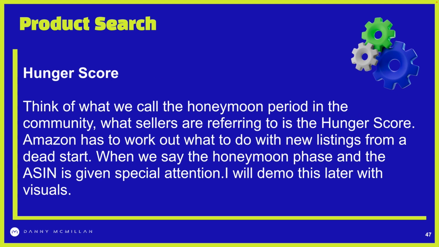Now this can be a little bit confusing here. This is what's called the hunger score. Think of what we call the honeymoon period in the community. What sellers are referring to is the hunger score. Amazon has to work out what to do with new listings from a dead start. When we say the honeymoon phase and the ASIN is given special attention, then I'm going to give you some visuals shortly to explain briefly how the hunger score works.